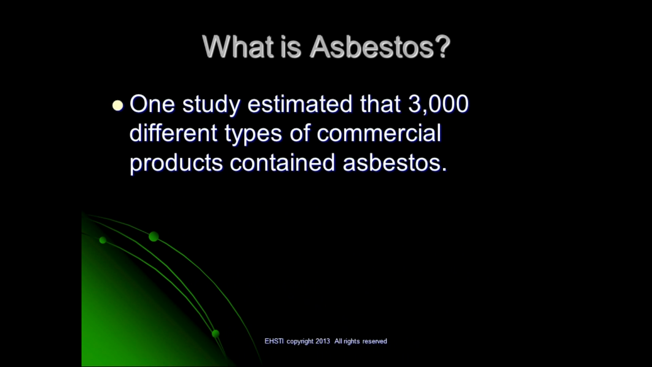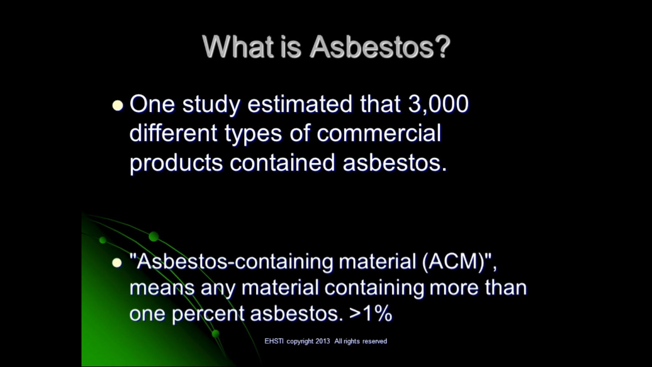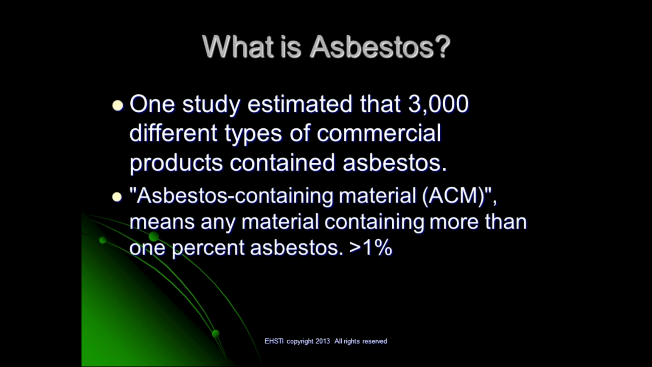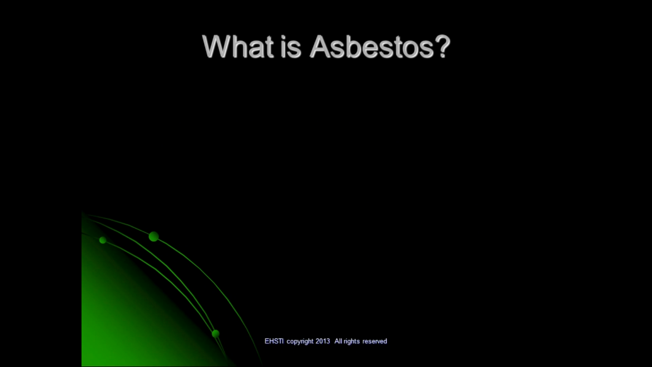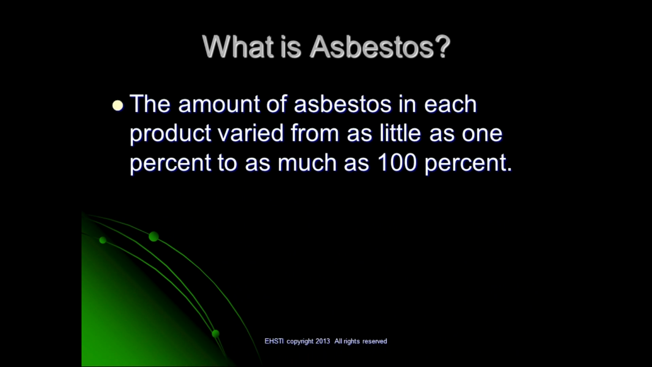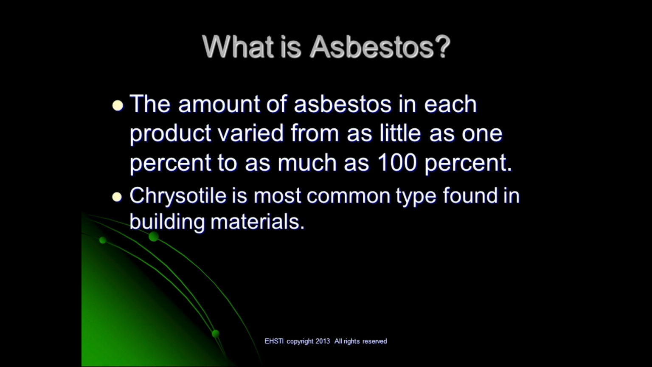One study estimated that 3,000 different types of commercial products contained asbestos. Asbestos-containing material, known by the acronym ACM, means any material containing more than 1% asbestos. The amount of asbestos in each product varied from as little as 1% to as much as 100%. Chrysotile is the most common type found in building materials.